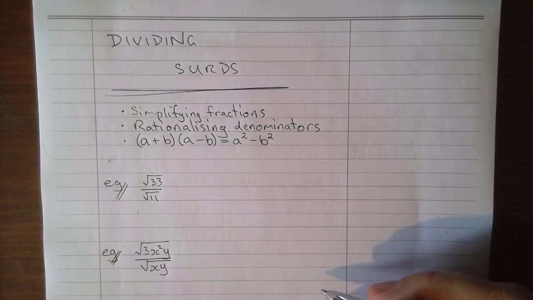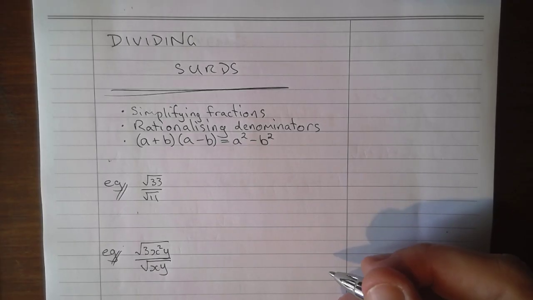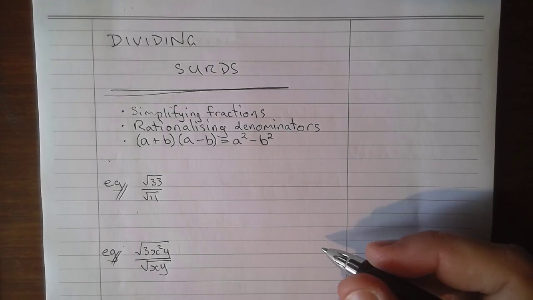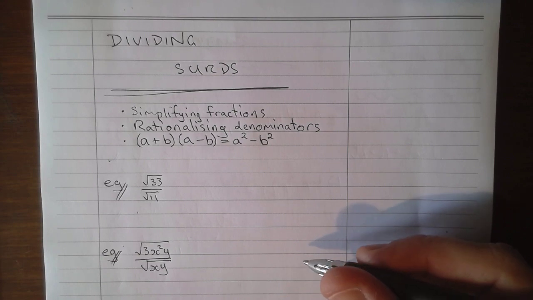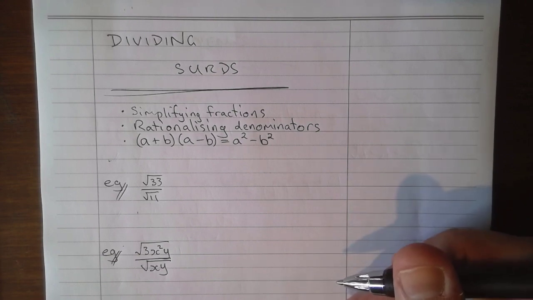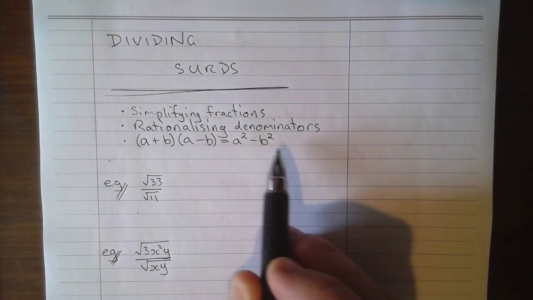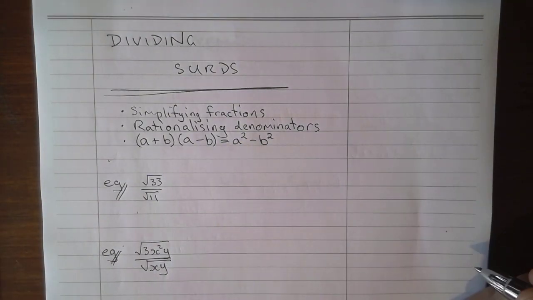Then we'll look at what's called rationalizing denominators. That's all about getting rid of surds from the bottom of a fraction, from the denominator of a fraction. It's just a bit of a convention thing that we don't like to have surds on the bottom. And then finally, a bit more complicated version of rationalizing the denominator, which will involve bringing back the difference of two squares formula that you might remember from earlier algebra.